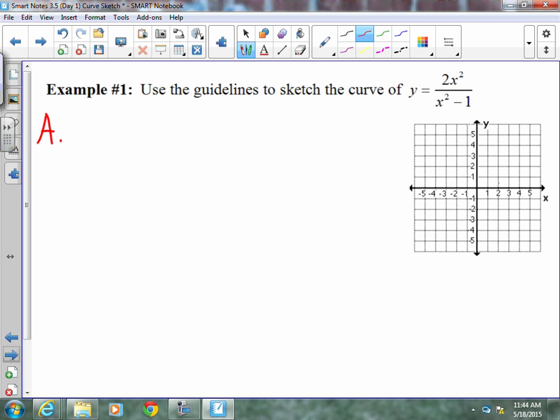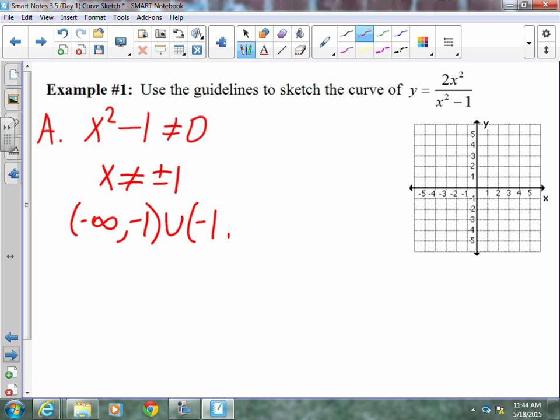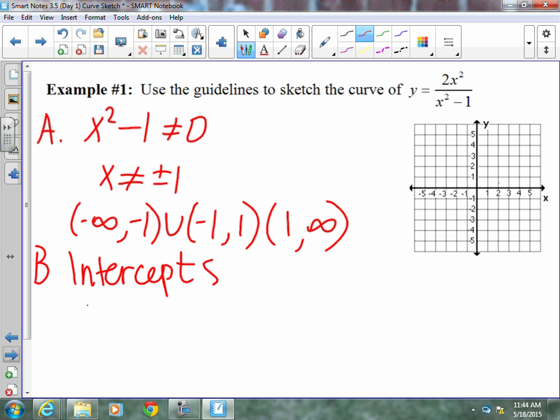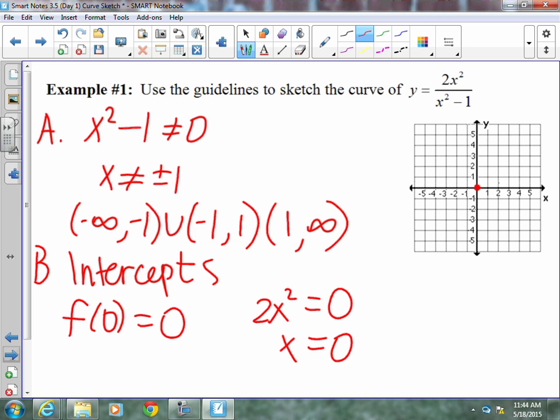Letter A wants us to find the domain, and that would be the denominator is not equal to 0, so x can't be plus or minus 1. So our domain is negative infinity to negative 1, negative 1 to 1, and 1 to infinity. Keep that in mind for our sketch. B, intercepts. f of 0 is equal to 0, so we know that it crosses the y at 0. Where does 2x squared equal 0? Well, that's when x is 0 also, which makes sense because it already touches the x-axis at 0.